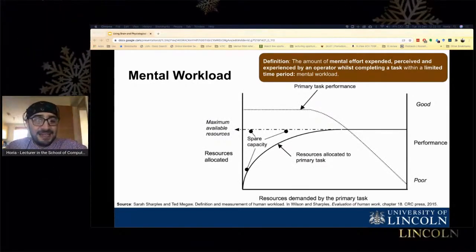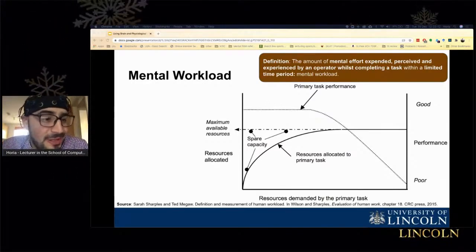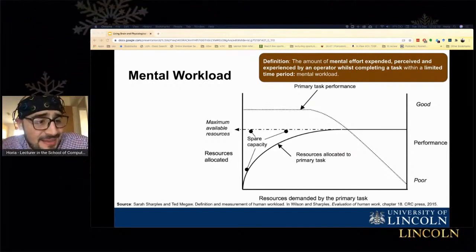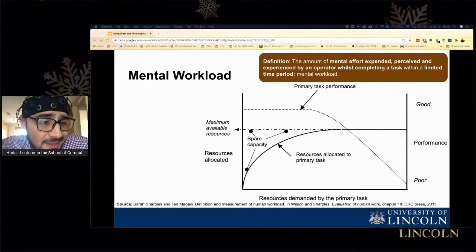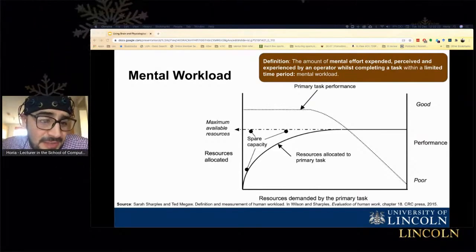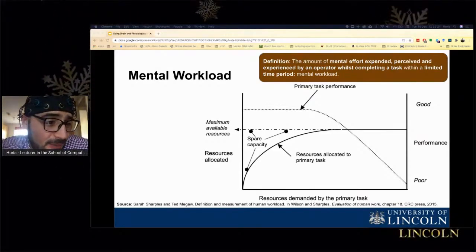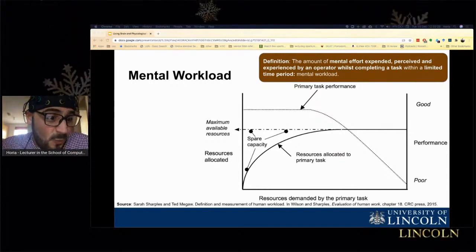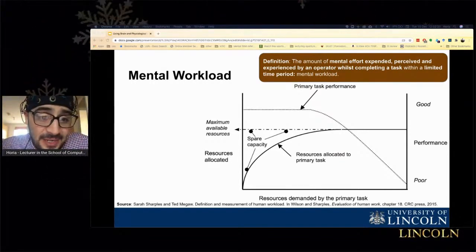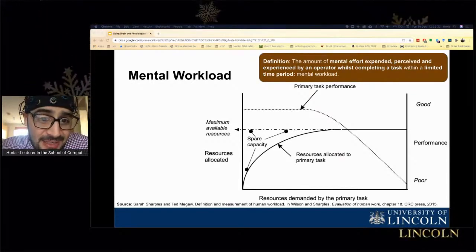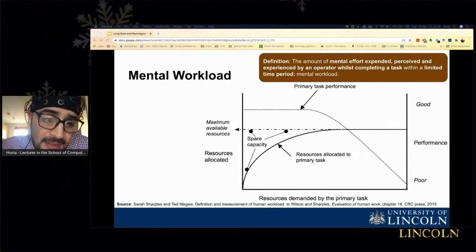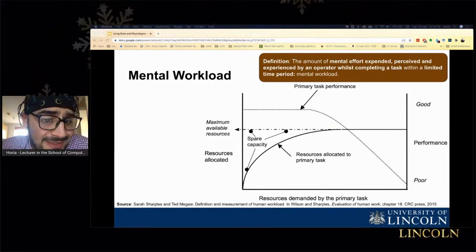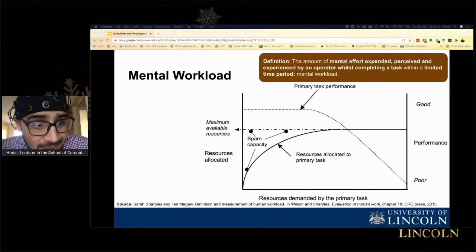And this is exactly how this model is called. It's called the limited resources model. And this basically says that we've got a limit, and that's when we reach our maximum available resources. Once we run out of available resources, we can no longer cope with the task. Therefore, if you see a dotted line in this graph, when the allocated resources reach a point very close to the maximum resources, our performance, the dotted line, drops.